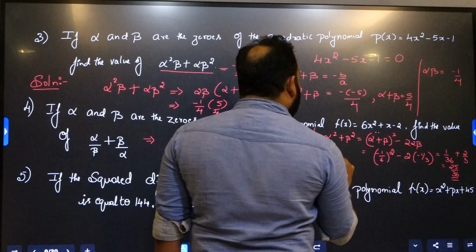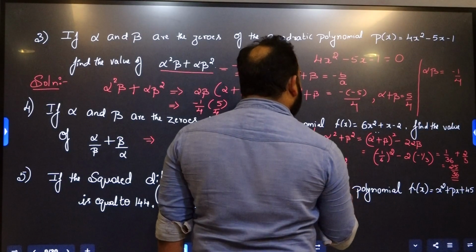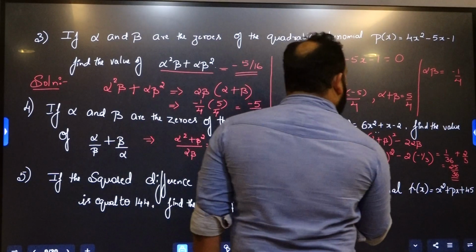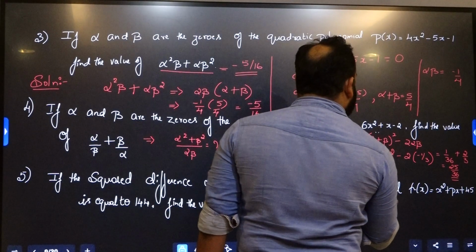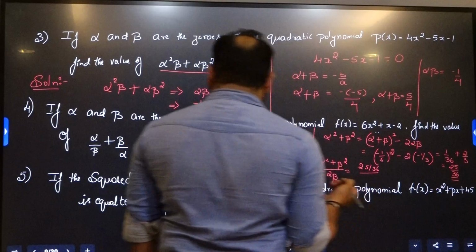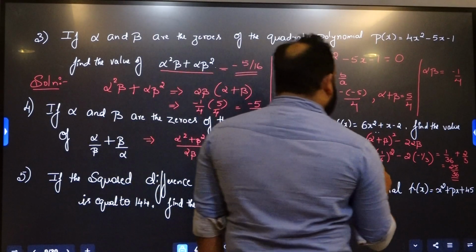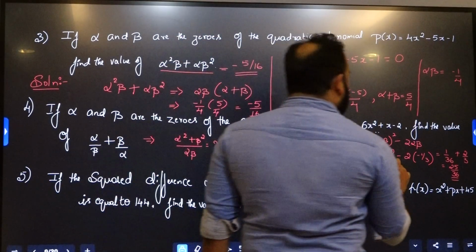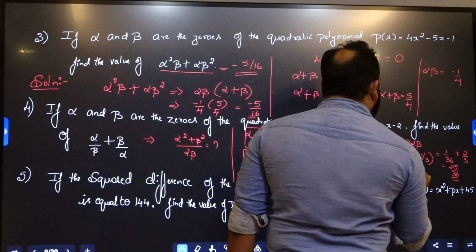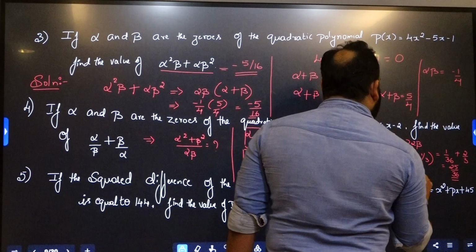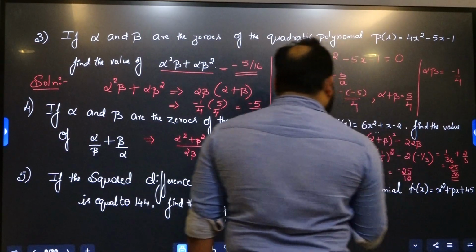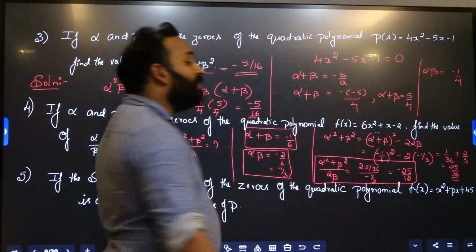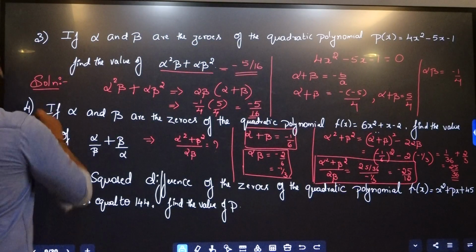What is your value of alpha square plus beta square by alpha beta? Your value of this is 25 by 36 divided by what, children? Minus 1 by 3. So you can take 3 goes to the numerator. So you can easily write it as minus 25 by 12. So your value of alpha square plus beta square whole divided by alpha beta is minus 25 by 12.